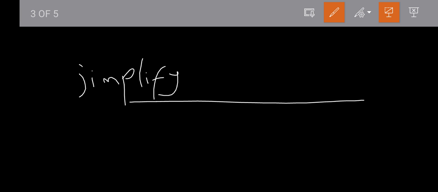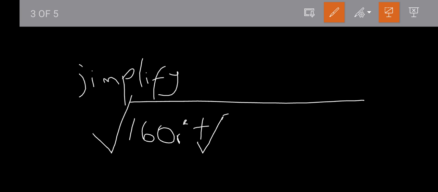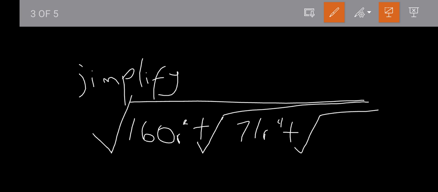So I have the root of 160 r squared plus root of 71 r raised to power 4 plus root of 100 r raised to power 8. All right, so let's break this down.